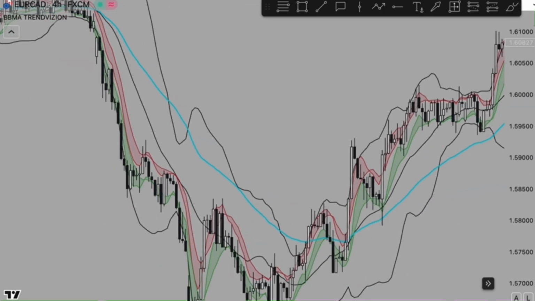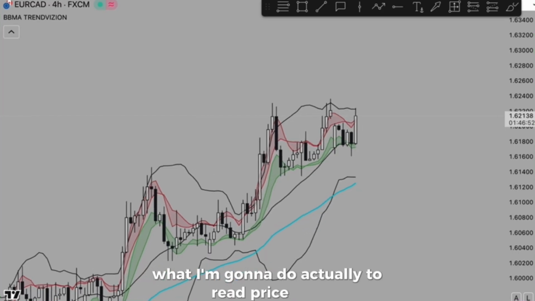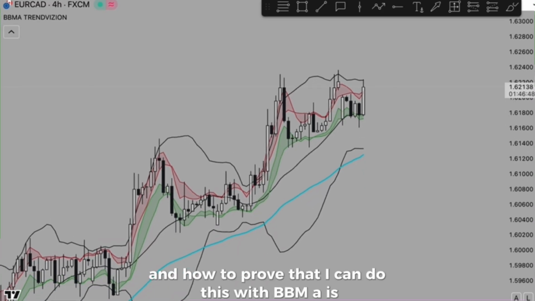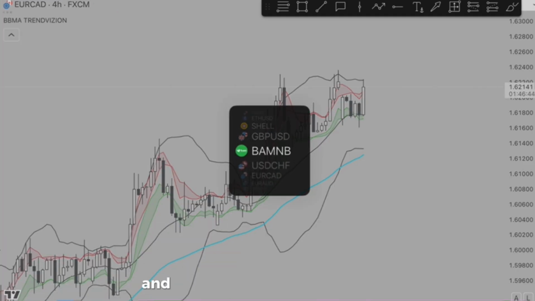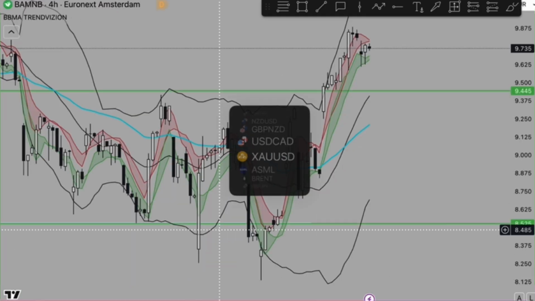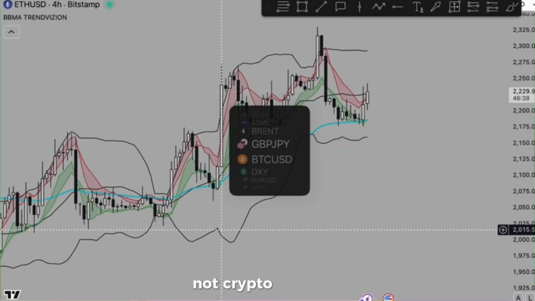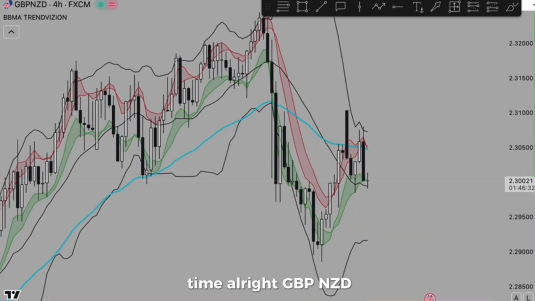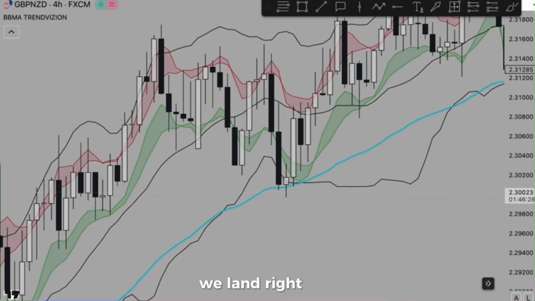So what I'm gonna do to read price here, and to prove that I can do this with BBMA, is just spin the tickers, and it should land on a forex pair. And I said forex pair, not crypto or stocks. Let's spin it one more time. Alright, GBP NZD.